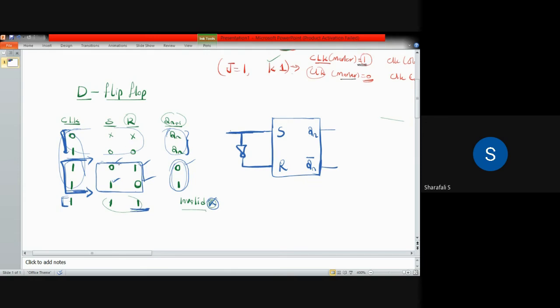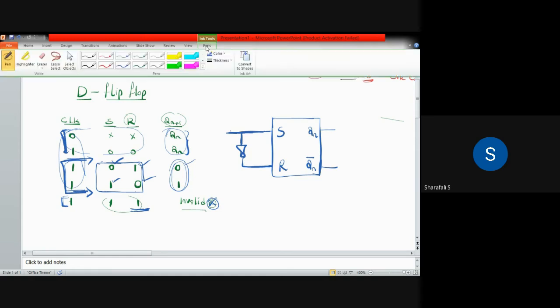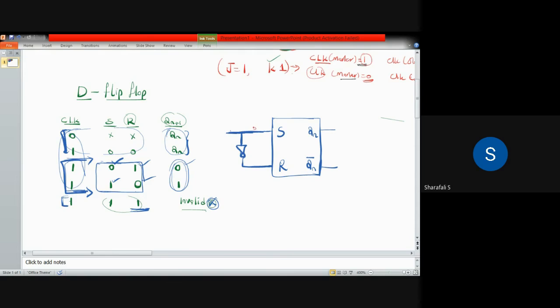Now we will be having the same condition. If, for example, you consider that S equal to 0, what will happen? If your S equal to 0, R is automatically going to change to 1. And when your S equal to 1, your R is going to become 0. So this particular operation can be achieved by using a single input and a NOT gate. We do not require two inputs that have to be given separately.